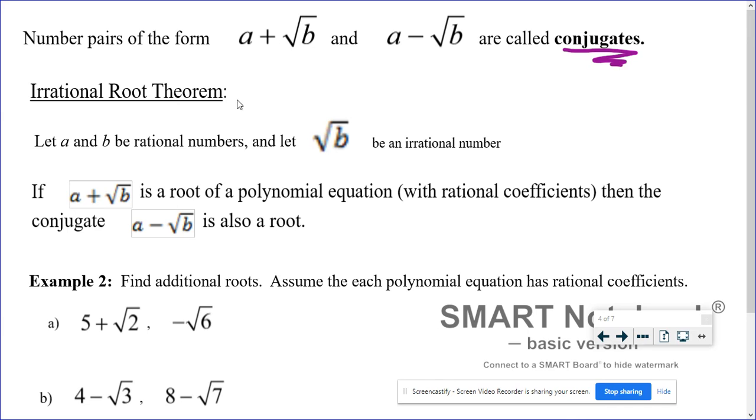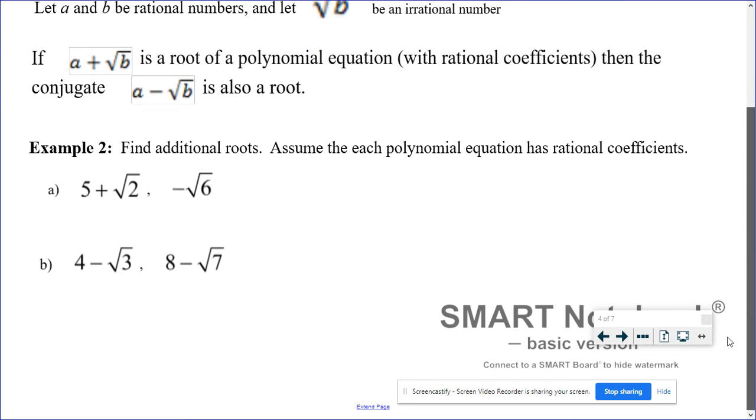So the irrational root theorem states, let a and b be rational numbers, and let square root of b be an irrational number. If a plus square root b is a root of a polynomial equation, then the conjugate a minus square root b is also a root. So if you know that an irrational number is a root, its conjugate is also a root. That is what this theorem is saying. So if it says find additional roots, and you're given that 5 plus square root 2 is a root, then 5 minus square root 2 is also a root. That's all this is saying.